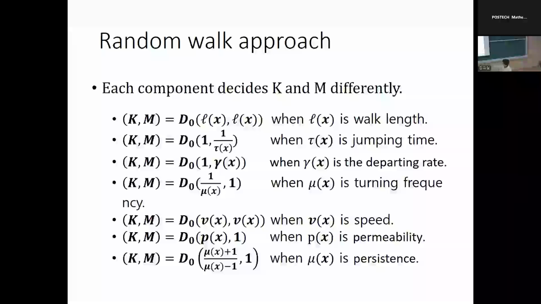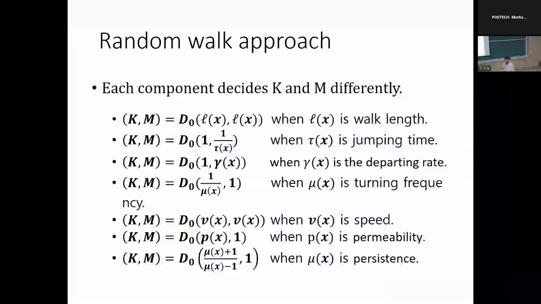For example, our interest is the homogeneous case and the heterogeneous case. The homogeneous case eventually gives the same diffusion equation. For the heterogeneous case, L is the walking distance, and at each point the walking distance is different. So X dependency means the heterogeneity. Then K and M are somehow given like this. Some constant part is taken out, then L contributes to K and L contributes to M equally.